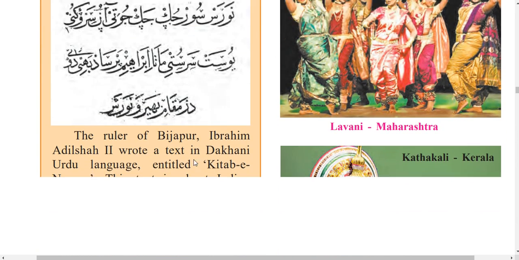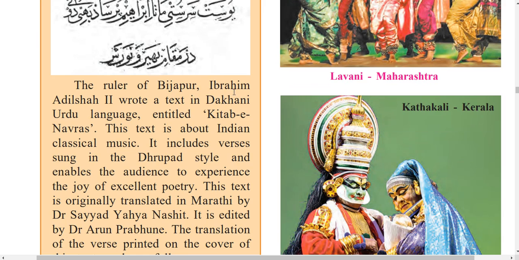Do you know this? The ruler of Bijapur, Ibrahim Adil Shah, too wrote a text in the Dakhani Urdu language entitled Kitabe Navras. This text is about Indian classical music. It includes verses sung in the Dhrupad style and enables the audience to experience the joy of excellent poetry.